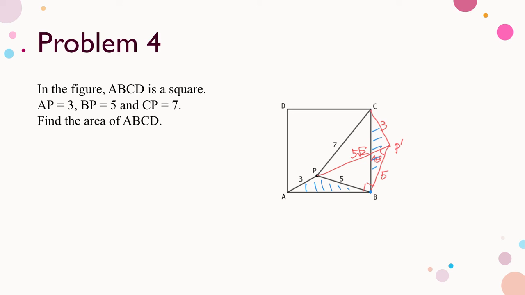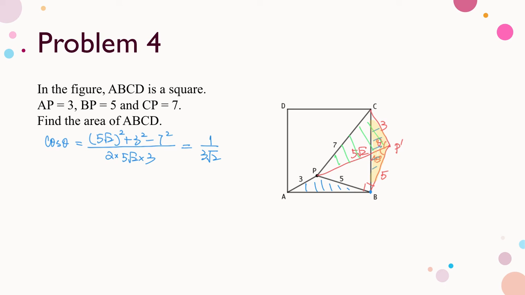Consider triangle PCP', which is defined by SSS. Angle CP'P can be obtained by cosine formula. We have cosine theta equals 1 over 3√2. Consider triangle BP'C, which is defined by SAS. BC can also be obtained by cosine formula.